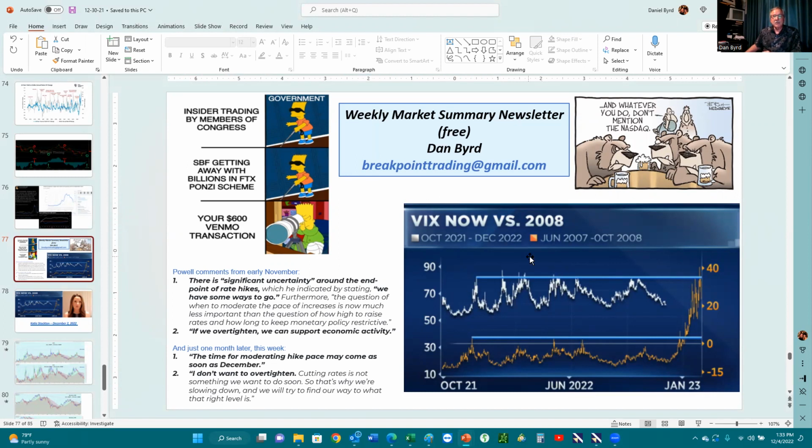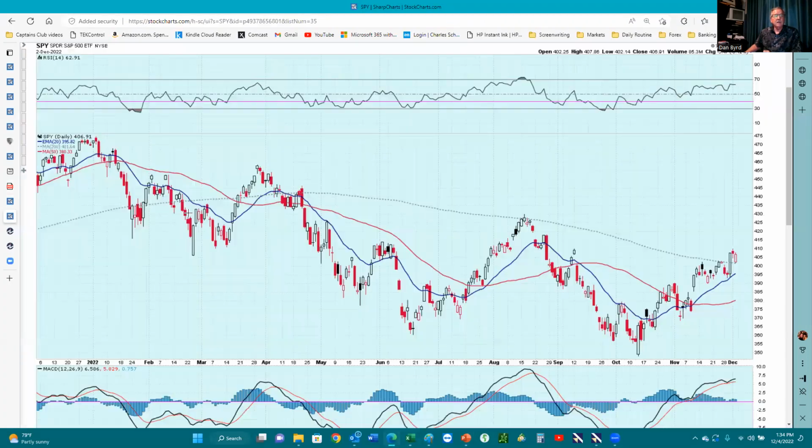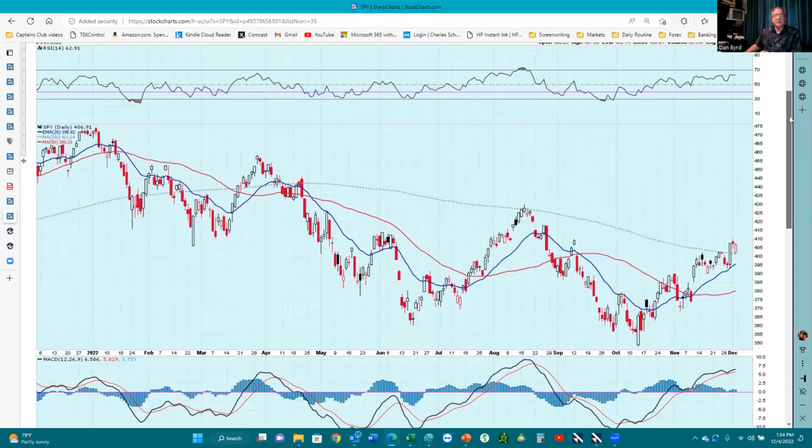This is kind of some excerpts from this week's newsletter. We talked about this in the last session that we did. So let's go to this chart here. All right, so this is what I would call my simplified chart.